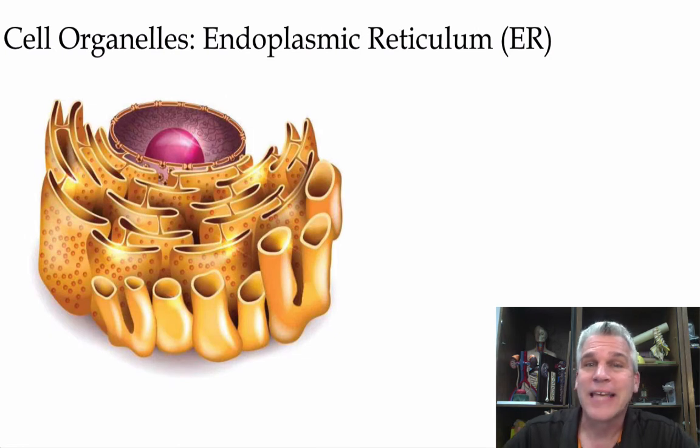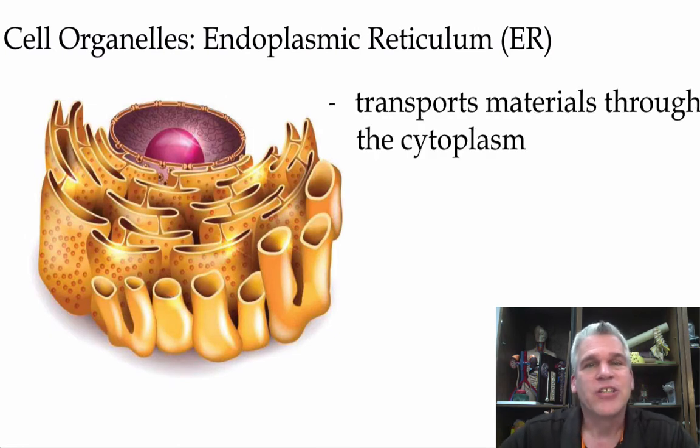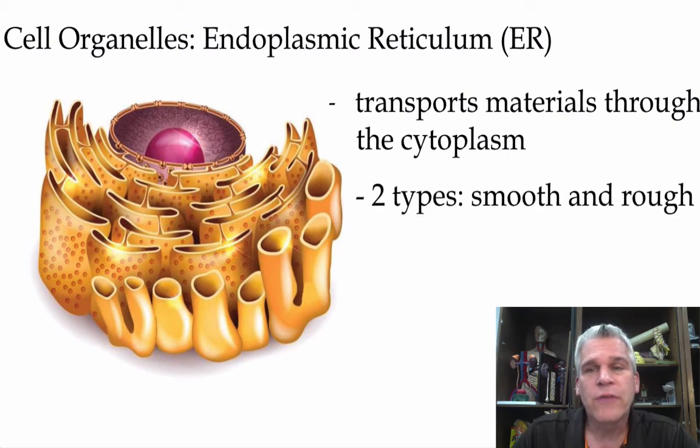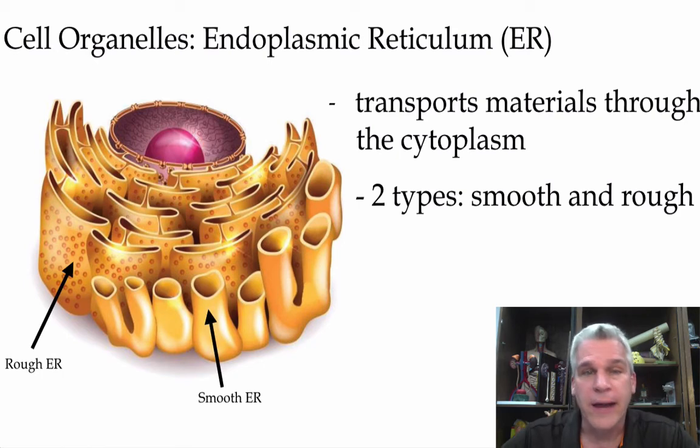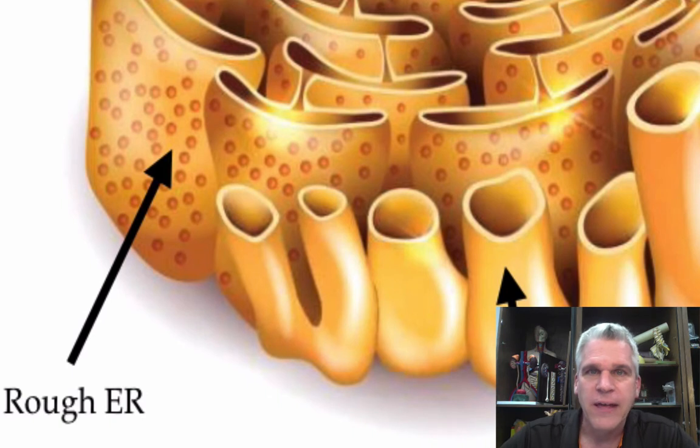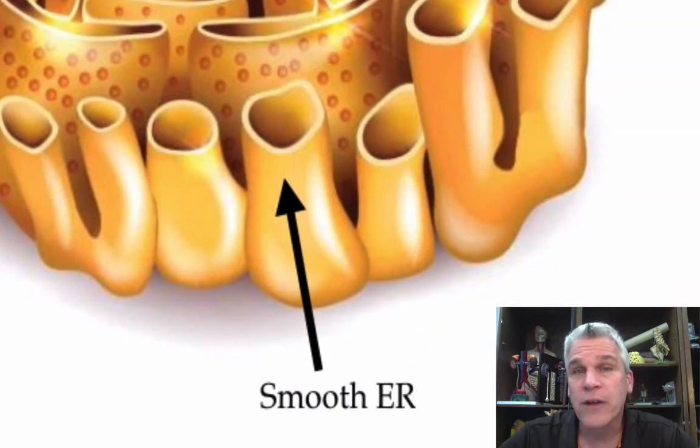Another organelle is the endoplasmic reticulum, otherwise known as the ER. The job of the ER is to transport materials through the cytoplasm. These materials are typically going to be proteins. And we have two different types of endoplasmic reticulum, smooth ER and rough ER. If you take a close look at the rough ER, it has ribosomes attached to it, whereas the smooth ER does not. That's really the big difference between these two.